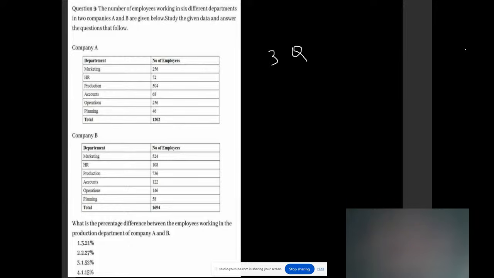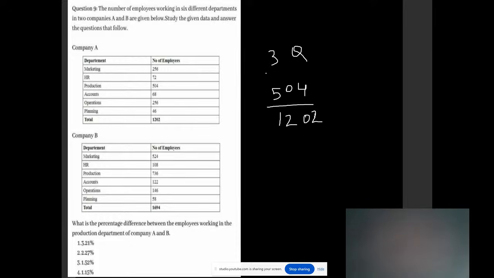So here you should find the percentage difference between employees working in the production department of company A and B, the difference between their percentages. So the production department of company A is 504 out of 1202. So 504 divided by 1202 gives you the percentage of the production department in company A. Okay, so this is about company A, 504 by 1202.